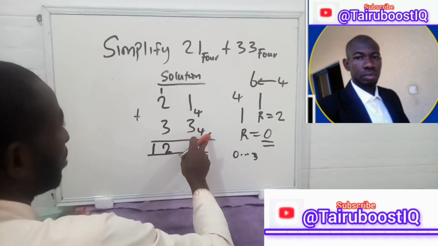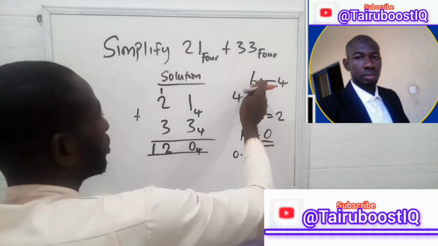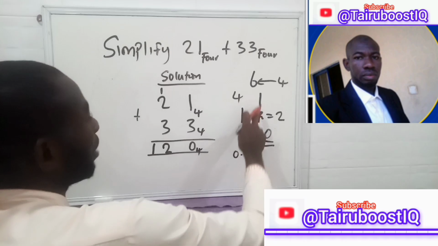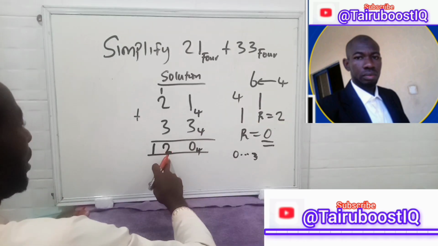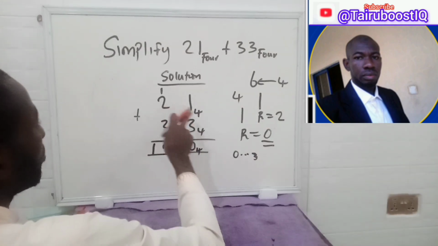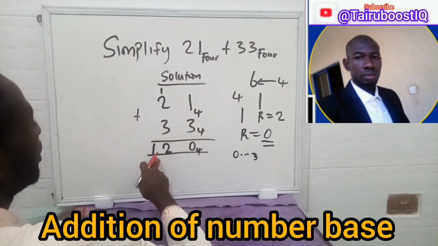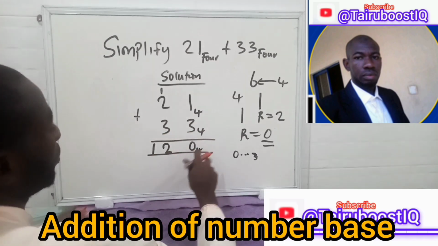Now the base we are talking about, how many times can 4, the base, go into 6? It's going to go 1 time, remainder 2. Look at the remainder, then the number of times. So it means 21 in base 4 plus 33 in base 4 is equal to 120 in base 4.